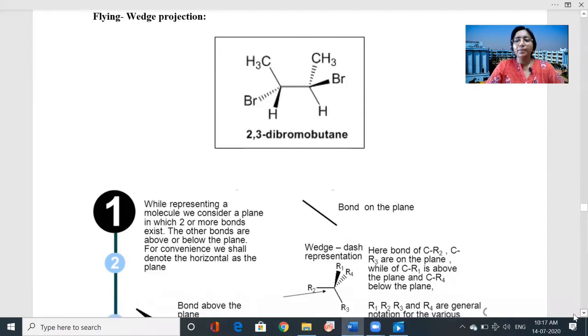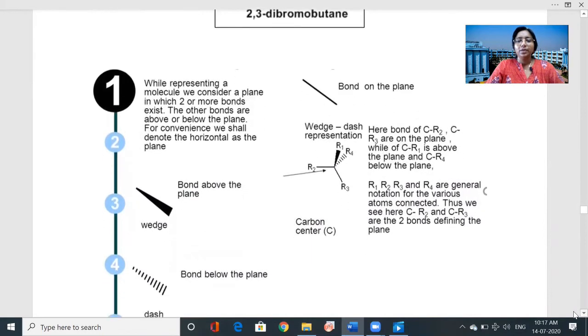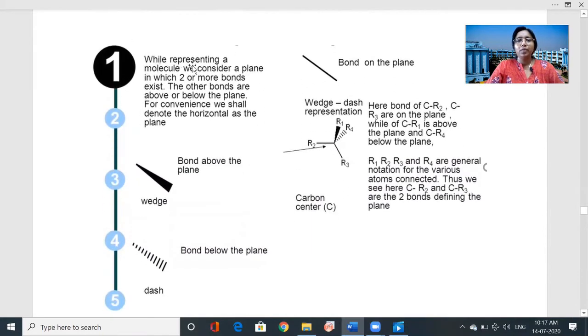So what does it represent? You observe the first one. While representing a molecule, we consider a plane in which two or more bonds exist. The other bonds are above or below the plane. For convenience, we shall denote the horizontal as the plane. So the first one is the solid line. This is the bond on the plane.